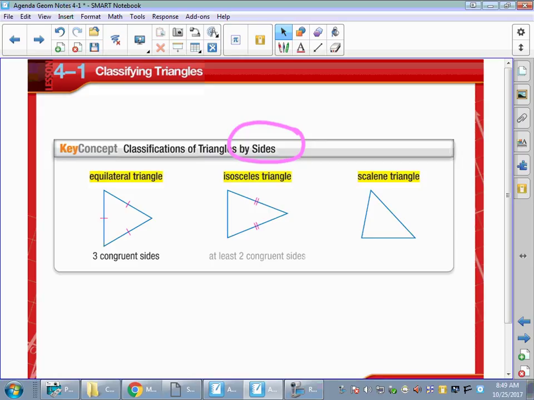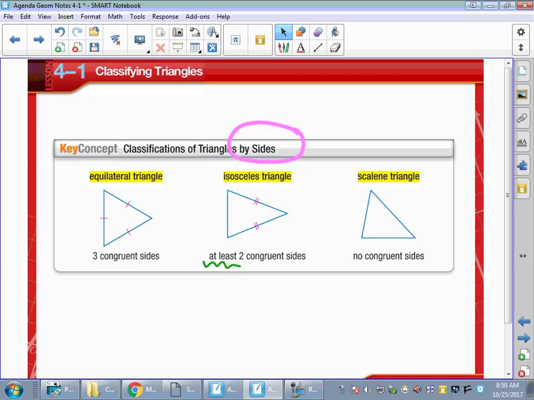Isosceles triangle, at least 2 congruent sides. Be very, very careful with that at least. We're going to talk in a minute where you might get hung up. At least 2 congruent sides, so it could be 2, it could be 3. Notice 1 set of sides are marked as congruent. They're double dashed in this case. We know that means that they're congruent to each other. And a scalene triangle means that there are no congruent sides.